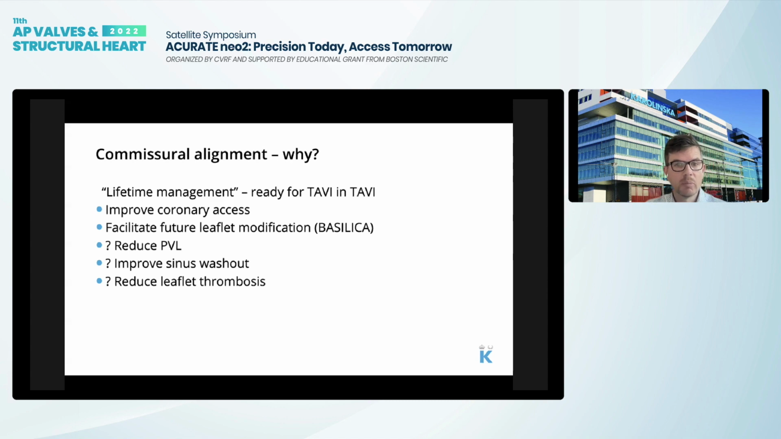You will probably have a little bit better coronary access also with commissural alignment, but as I said, even if you implant this valve at a random rotation, it has been shown that the coronary access is very good for a PCI after the procedure anyway. But most importantly, if the valve fails after the implantation, it should be possible to implant one more TAVI, and then it's more important to be able to do a BASILICA procedure with leaflet modification, and of course the effect of a BASILICA will not be good if you have a stent post just in front of the coronary.